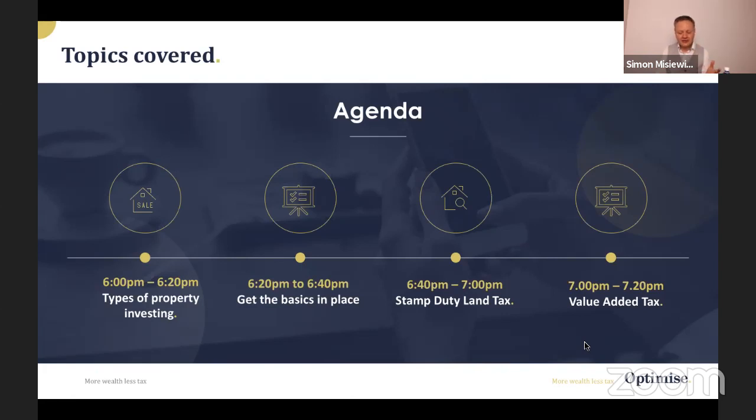The idea behind it is the first 20 minutes will be types of property investing that you might want to get into, the return on investments and things like that, and the locations where you might want to buy property. Then I'll move into getting the basics in place. I'll talk about administration and tax matters you might be interested in, and then stamp duty and land tax. I'll talk about the tax changes there, and indeed some of the things you might want to look at in terms of tax savings.